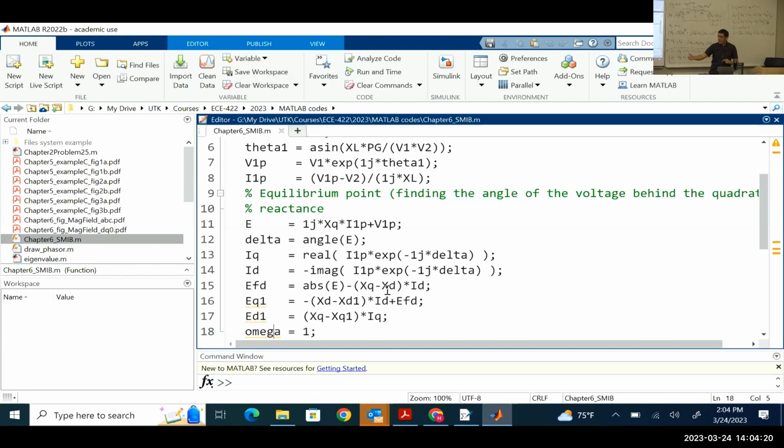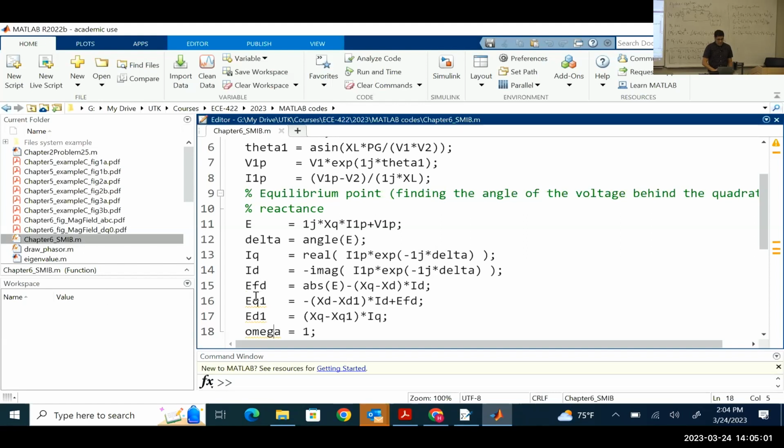Later, when we keep adding more details to our model, we will have an automatic voltage regulator that will automatically control EFD. At this point, we're going to assume that EFD is calculated here, but it's going to remain fixed. In the classical model, we did that already, right? We assume that the magnitude of that internal voltage in the classical model was fixed for the purpose of the simulation, right? The same thing we will do with EFD. But later, that's going to be a state variable that will be controlled by the AVR.